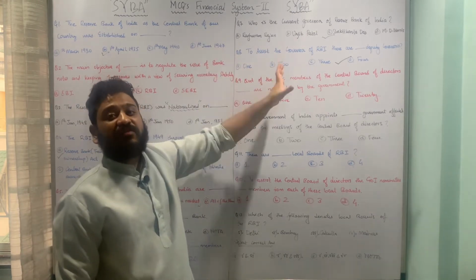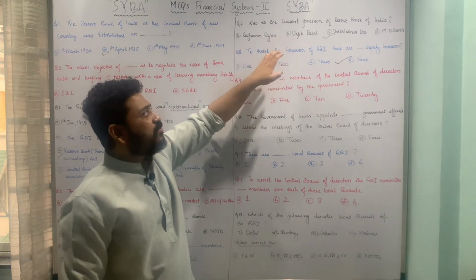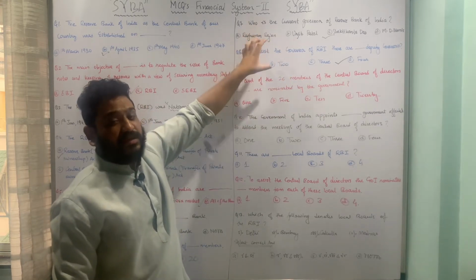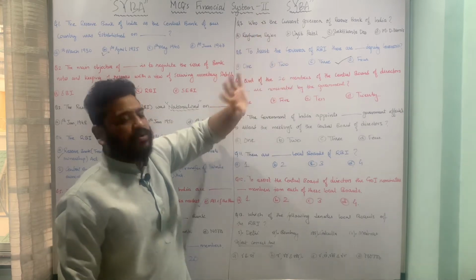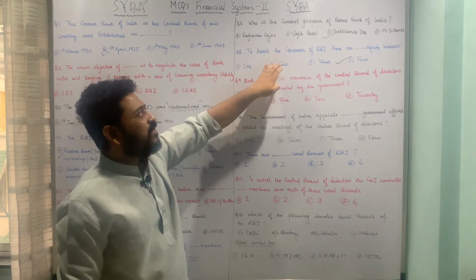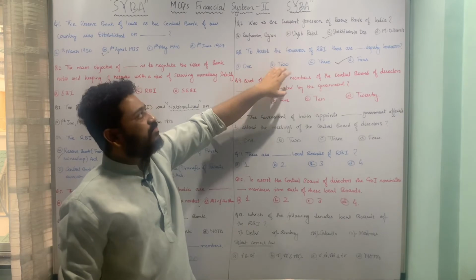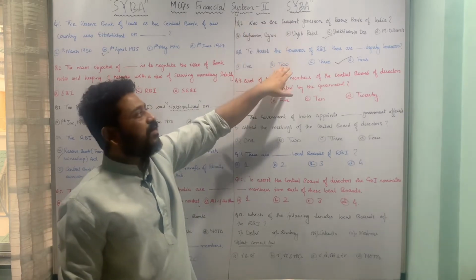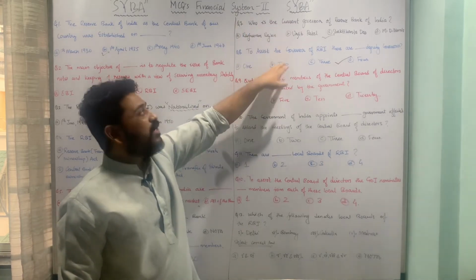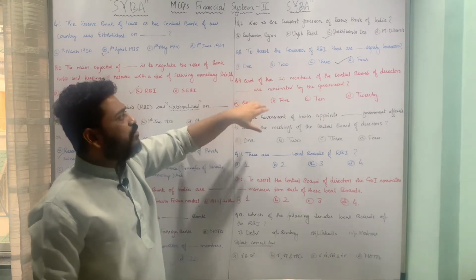I'm saying the governor of Reserve Bank of India. So please pay attention to certain words. Okay, so there are 4 deputy governors. I hope this is clear. So in all there are 5 members now. We have seen that is 1 governor and 4 deputy governors. So in total we have 5 members. Let us now move to the next.